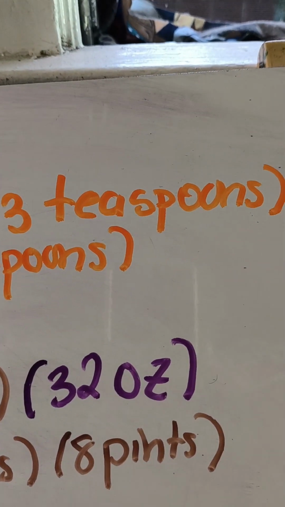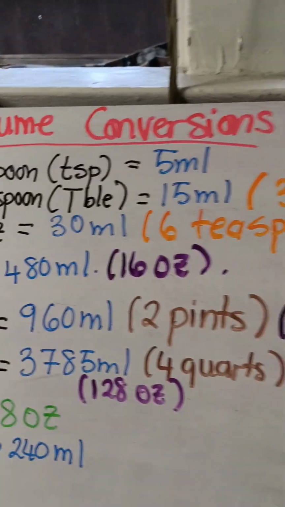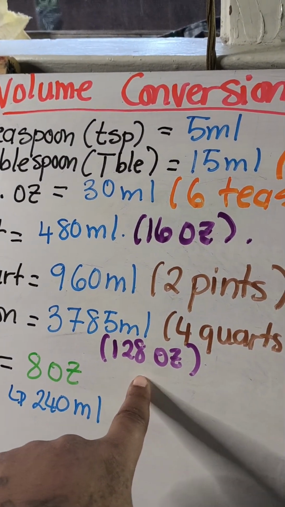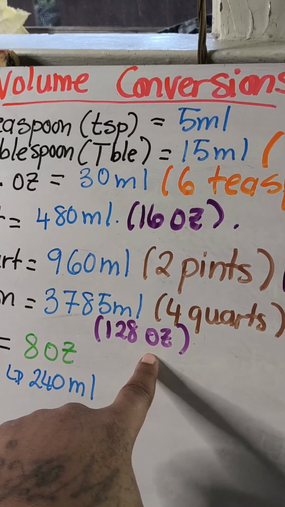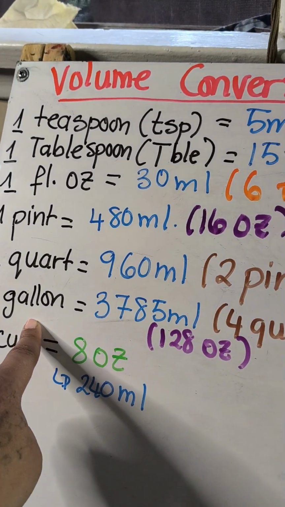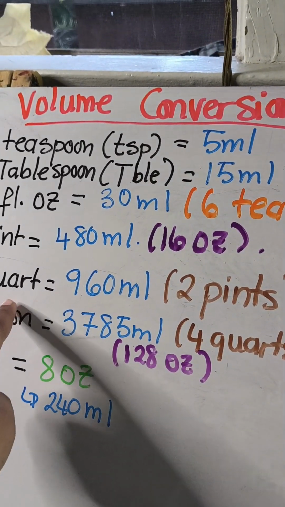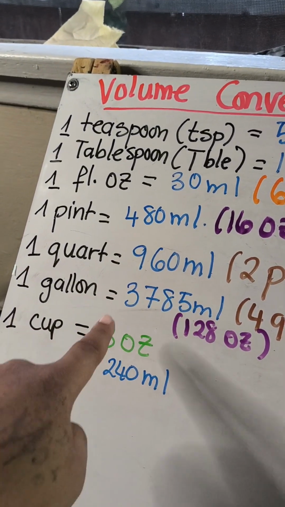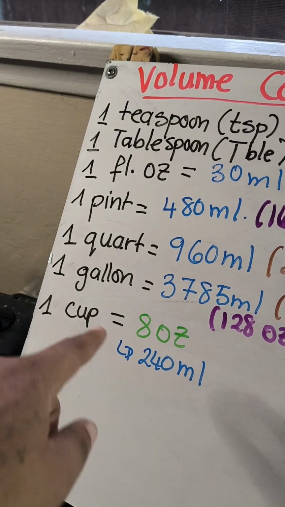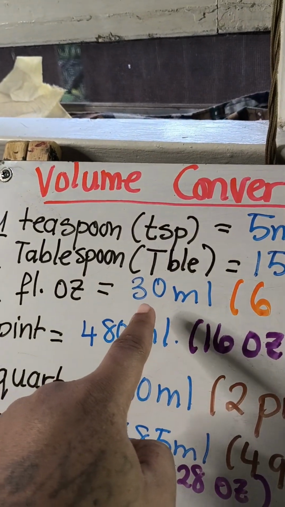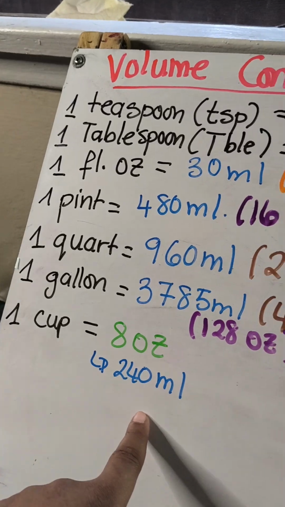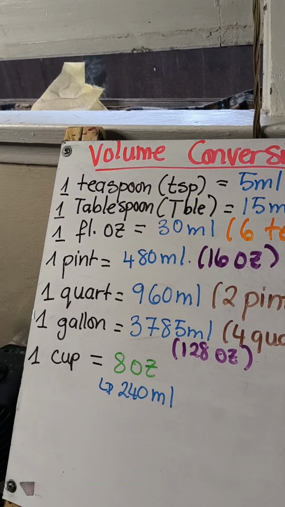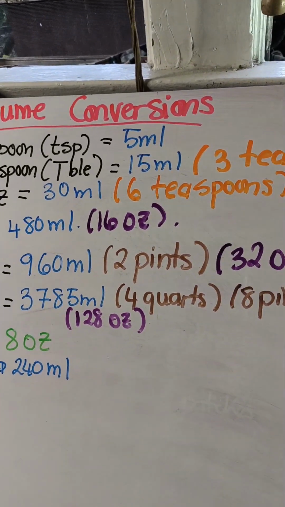If you do 32 ounces, which is 1 quart, and you multiply 32 ounces times 4 quarts, you get 128 ounces. 128 ounces is 1 gallon. 32 ounces is 1 quart. 16 ounces is 1 pint. 8 ounces is 1 cup. If 1 ounce is 30 milliliters, 30 times 8 ounces gives us 240 milliliters. These are the basic volume conversions that you're going to need.